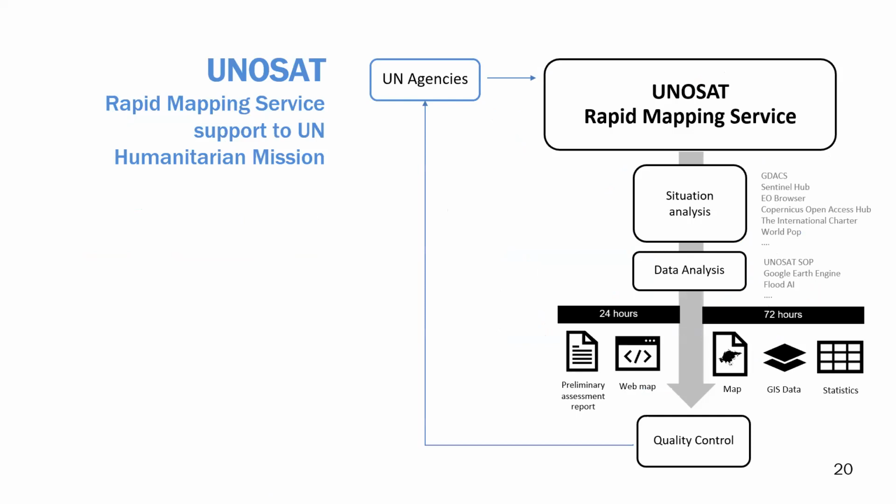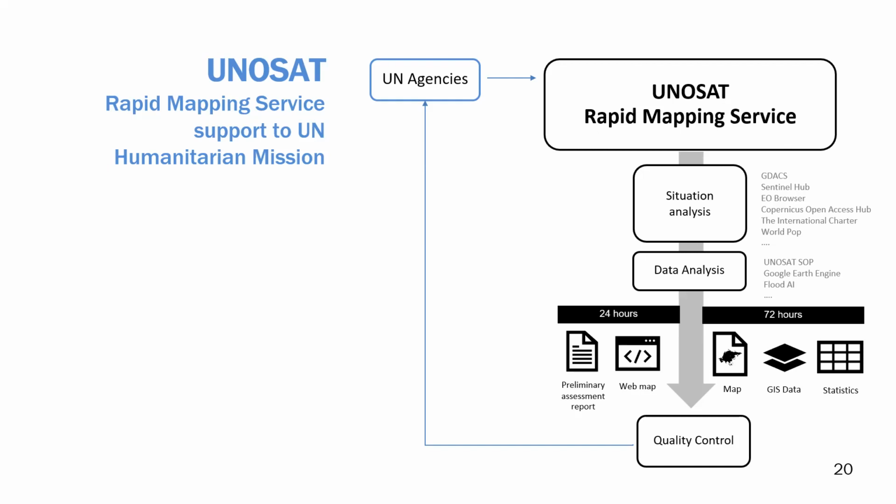After we receive the request from them by email, by call, or by text, something rapid, we go to situation analysis, grabbing data from GDACS, the website that provides a list of disasters, and also grabbing some data from Copernicus, from ESA, and some satellite data we get from the International Charter, which is the worldwide cooperation among space agencies sharing satellite imagery during disasters, and combine this data with appropriate other data.